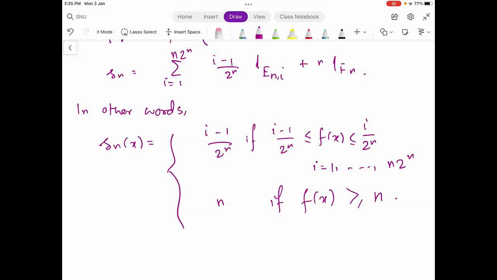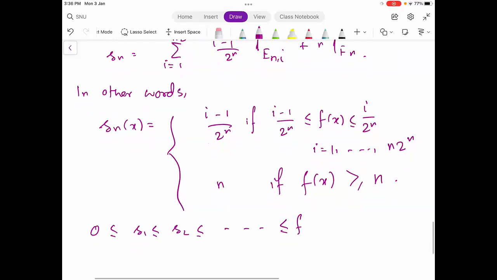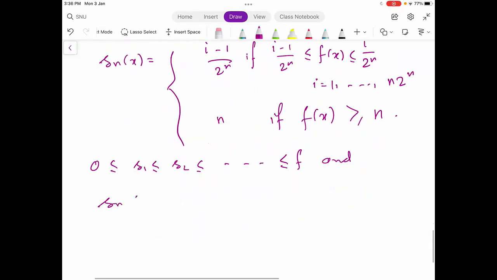All right. So these are simple functions. Moreover, 0 is less than or equal to S1, which is less than or equal to S2, and so on, an increasing sequence of simple functions. That doesn't require anything. It's straightforward from the definition, spend a minute and you will see that. And very importantly, Sn goes to f pointwise for all x.